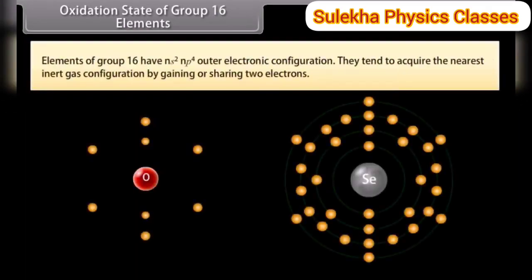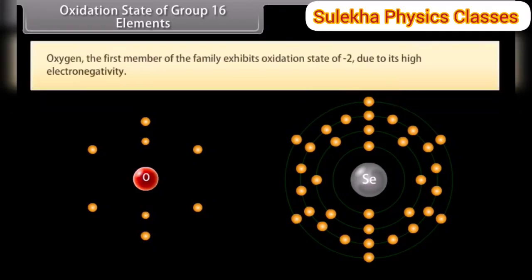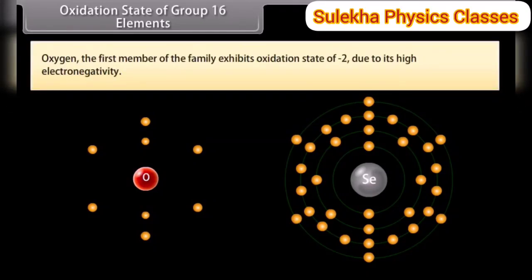Oxidation state of group 16 elements. Elements of group 16 have ns2np4 outer electronic configuration. They tend to acquire the nearest inert gas configuration by gaining or sharing 2 electrons. Oxygen, the first member of the family, exhibits oxidation state of -2 due to its high electronegativity.